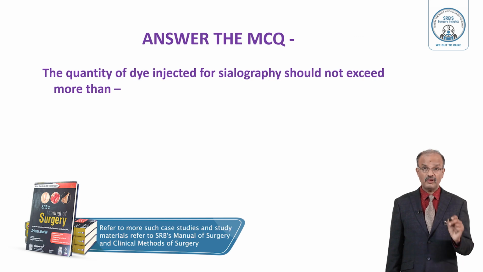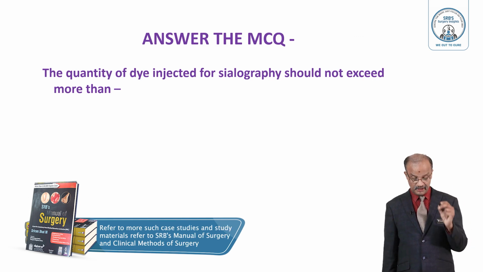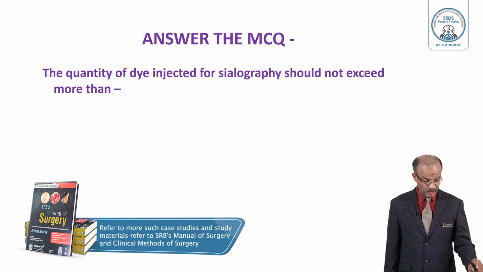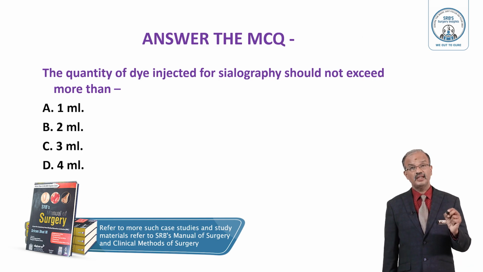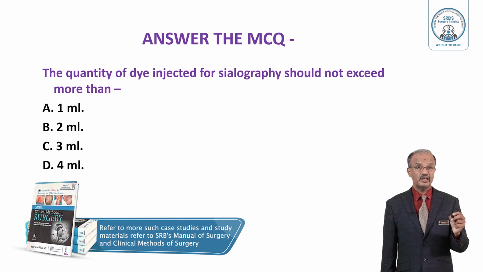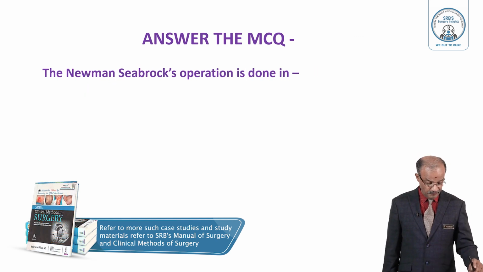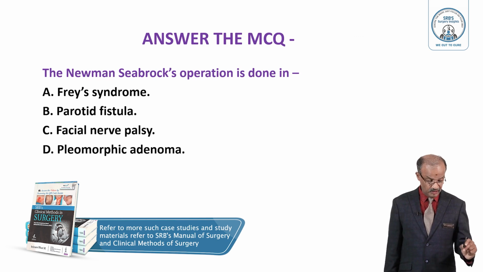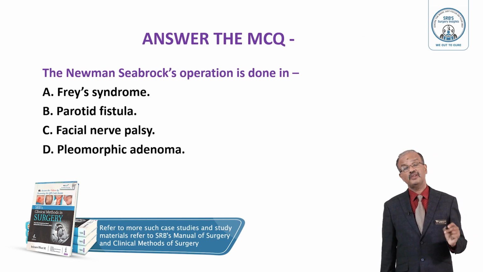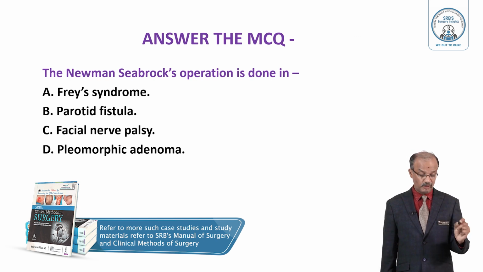The quantity of dye injected for sialography, all of you know in salivary glands done, should not exceed more than A, B, C, D. Put the right answer. Acknowledge and appreciate your answer. Put it in the comment box. You'll get the answer in 24 to 48 hours. The Newman-Seabrook's operation is done in A, B, C, D. Again, put the right answer. I'll appreciate and acknowledge your answer. Put it in the comment box.